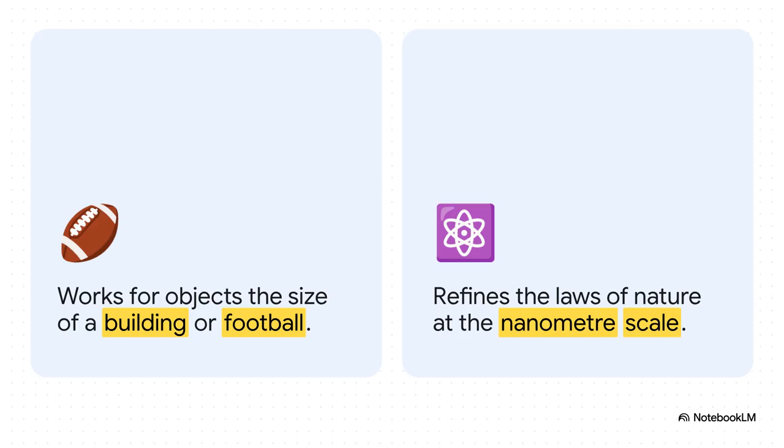But when you zoom way in, down to the scale of nanometers, classical physics actually becomes inaccurate, and that is where quantum physics steps in. It's effectively a refinement of classical physics that is absolutely necessary to describe what happens to the tiniest particles in our universe, like electrons and atoms.